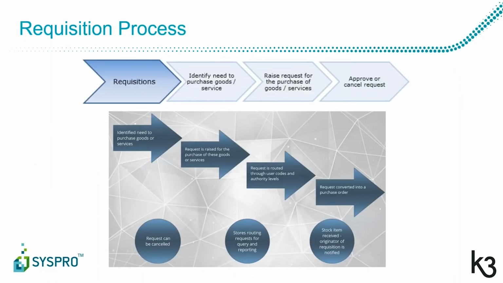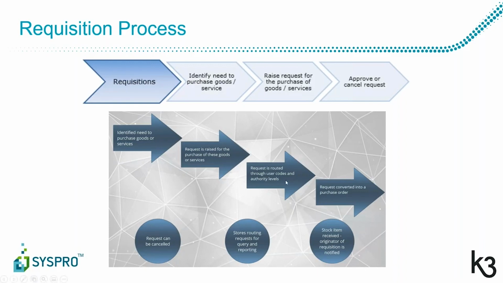What do I mean by system flows? Well, an example of a system flow is when you have a requisition process and you need to purchase an item. SYSPRO has a requisition system that allows you to identify a need for goods or services that need to be purchased. You can raise that request, and that request gets routed through a number of different user codes. That, in turn, when approved, gets converted to a purchase order. That happens automatically. You don't need to set up a flow. The system itself engages with the user through that process.